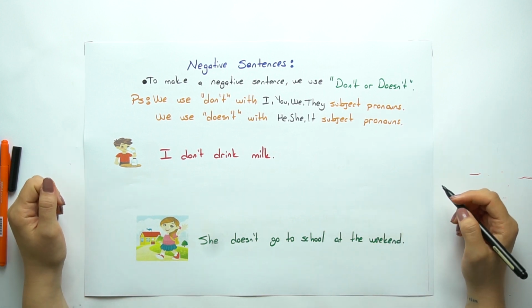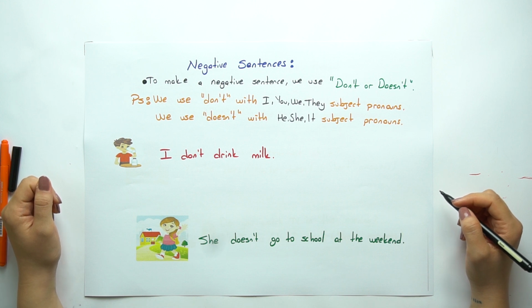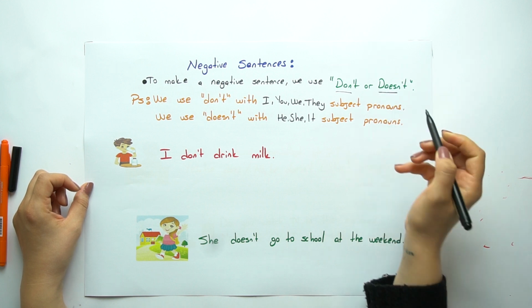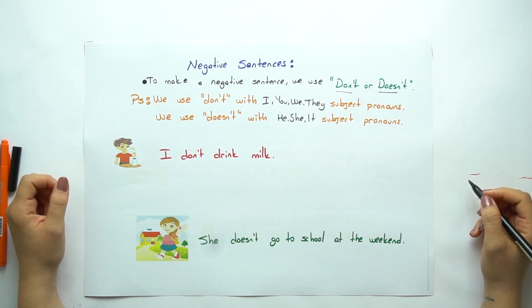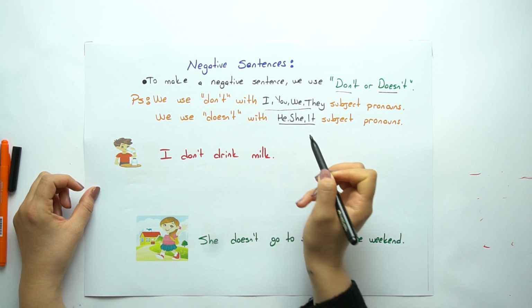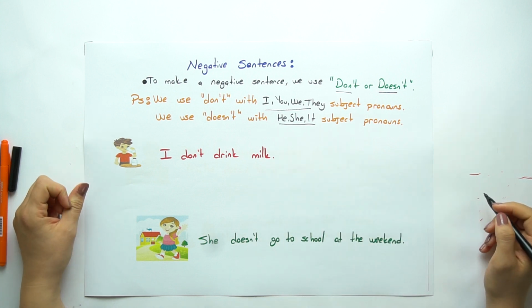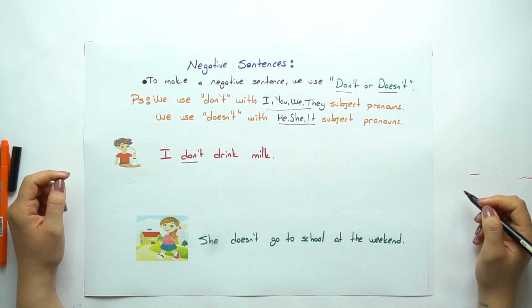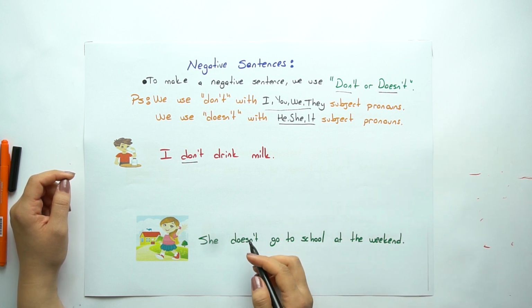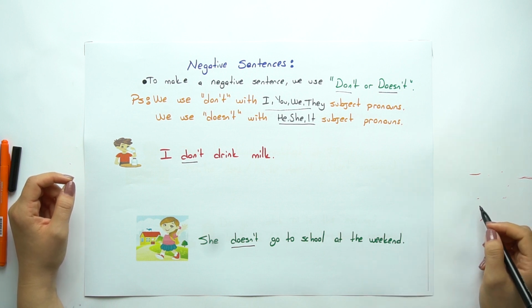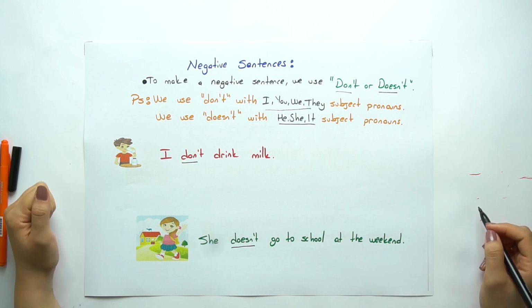Now, we will continue with negative sentences. To make a negative sentence, we use don't or doesn't in present simple tense. We use don't with I, you, we, they subject pronouns, and we use doesn't with he, she, it subject pronouns. For example, I don't drink milk. As you can see, we use don't with I subject pronoun. Second one is she doesn't go to school at the weekends. We use doesn't with she subject pronouns, okay?